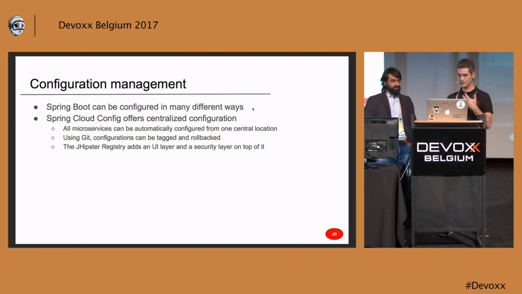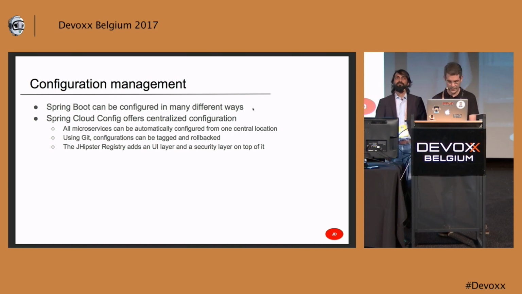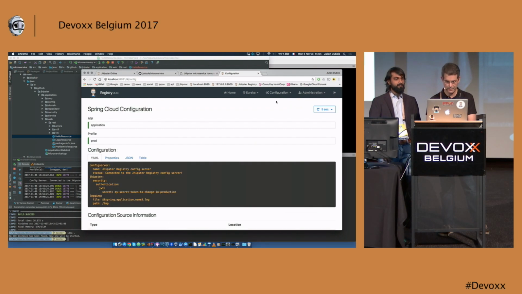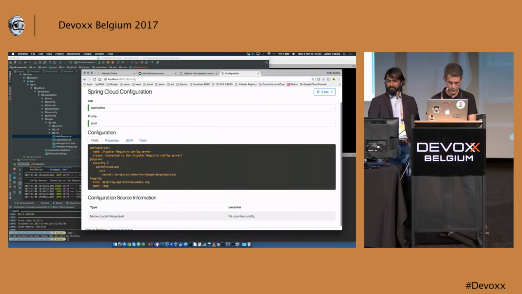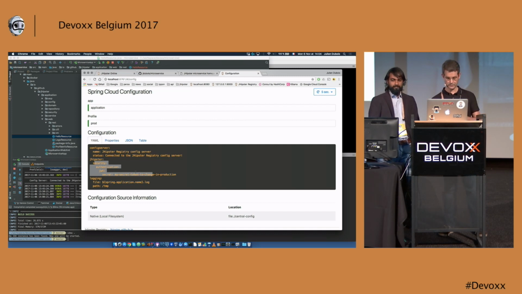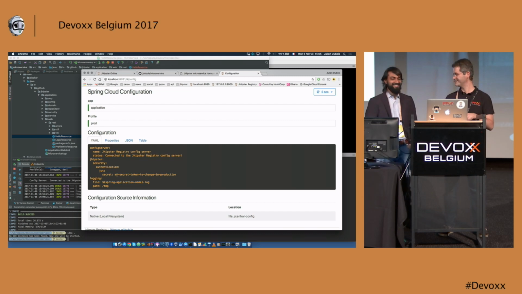That's the first thing. And the second thing is that you probably want to have a centralized configuration. If I come back here to my registry, we've got a very basic configuration, but we can see that the main thing we configured is that we're using JWT authentication, and we've got a shared secret key, which by default is called my secret token to change in production. So you can imagine you need to change it. Don't do like Equifax.